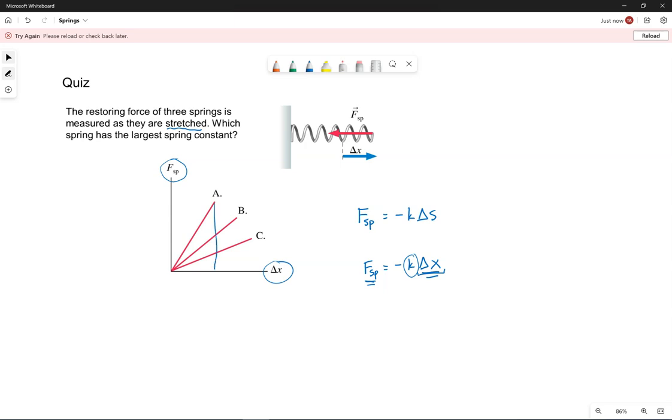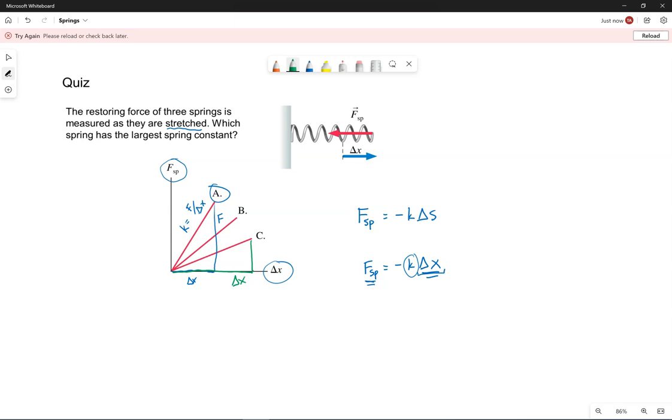For A, for example, when we say slope is rise over run, spring A has a larger force over delta X. So A's spring constant will be largest. C, it doesn't require a whole lot of force to stretch it quite a ways. So C would represent a weaker spring.